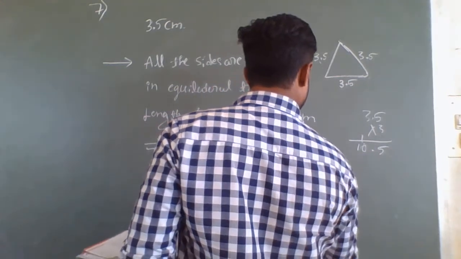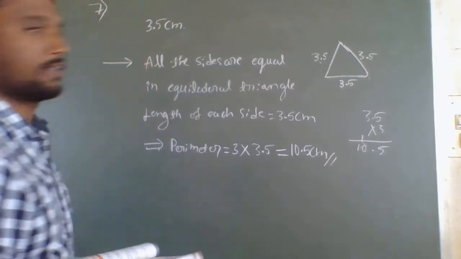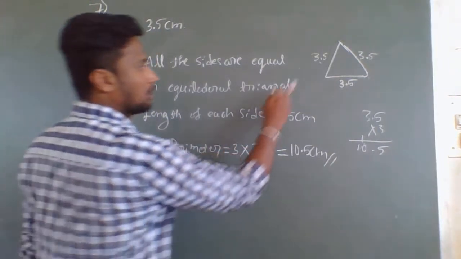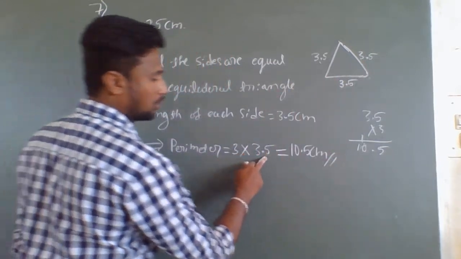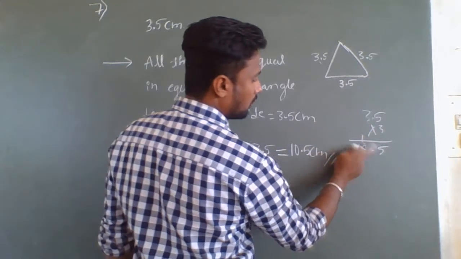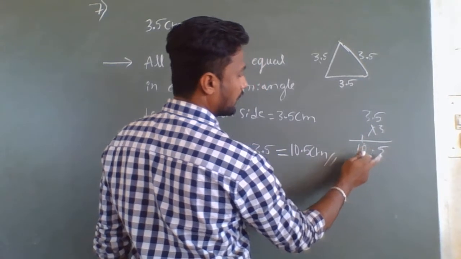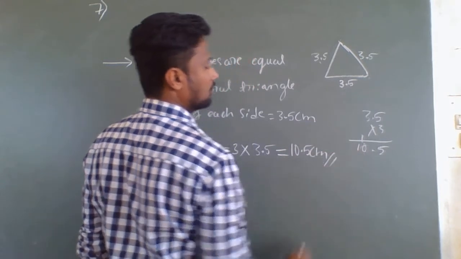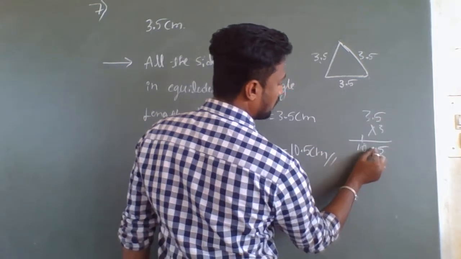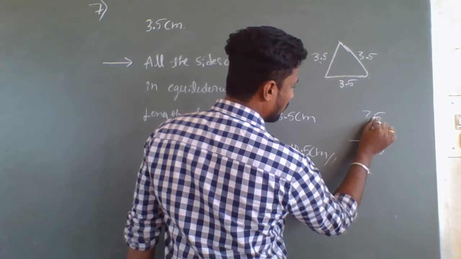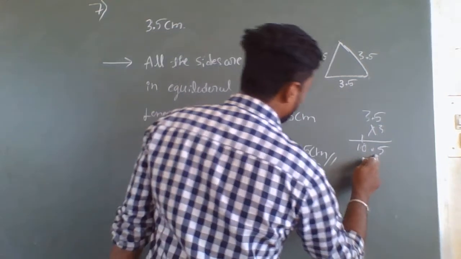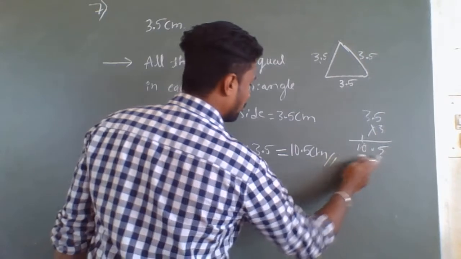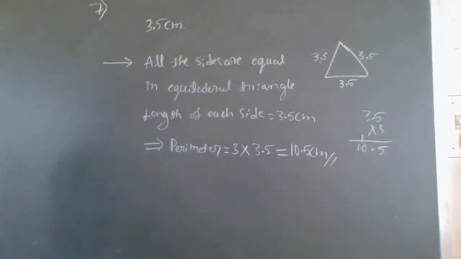10.5 centimeter. This is the perimeter of this triangle. Why did we consider 3 here? There are three sides, each side equal to 3.5 centimeter. Therefore, 3 into 3.5. So here 3 fives are 15, which means 1 carry and here we will get 5. 3 threes are 9 plus 1 means 10. Then we have the decimal point after one digit. So 10.5 centimeter is the perimeter of this triangle. Now we will see the next example.